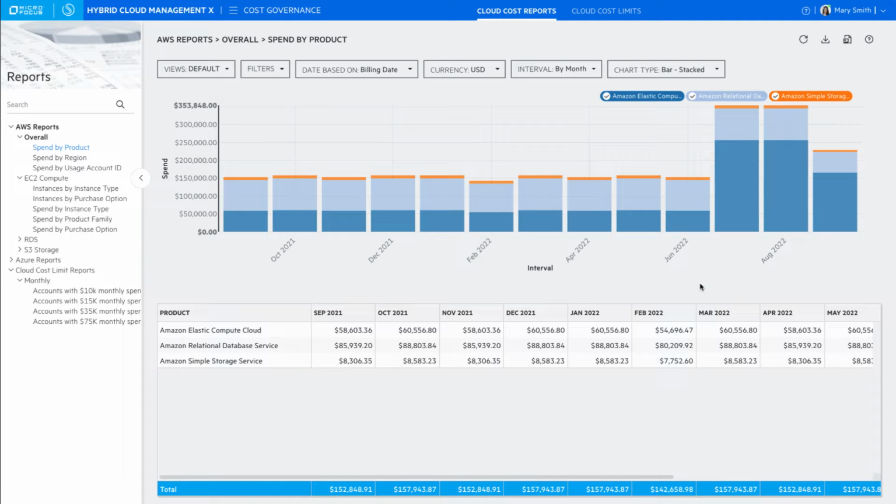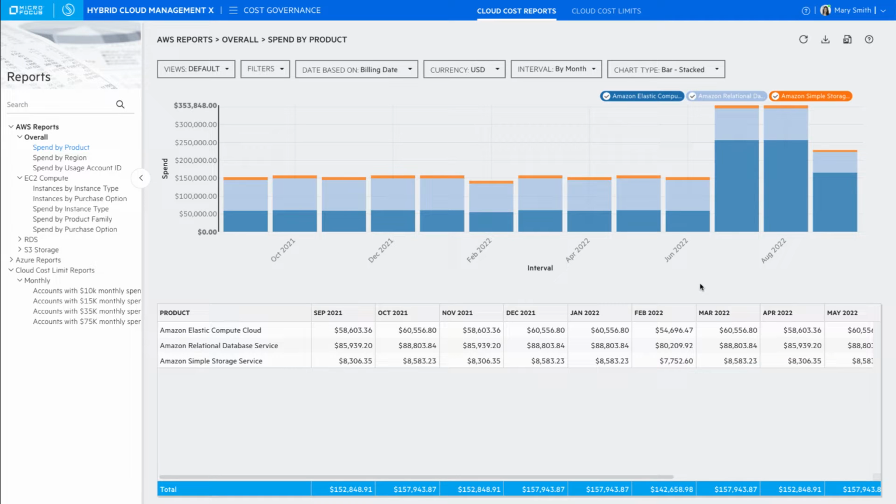Welcome to our short demo on the current capabilities of HCMX FinOps Express, where I'm going to start with demonstrating our aggregated cloud cost reports. Cloud cost reports form the basis of HCMX FinOps Express. They can be used for showback, chargeback, and for investigation of spend anomalies.